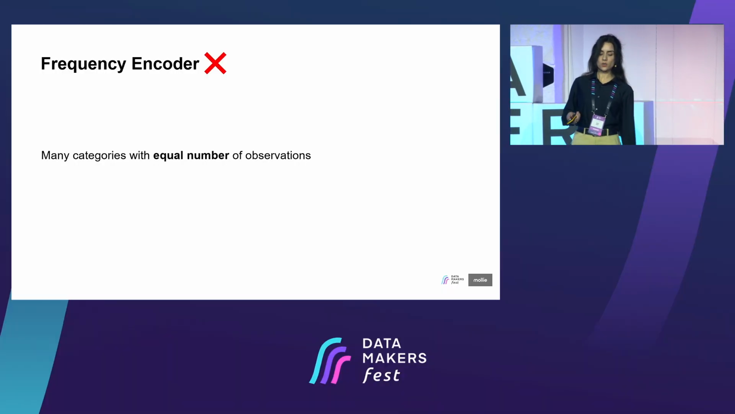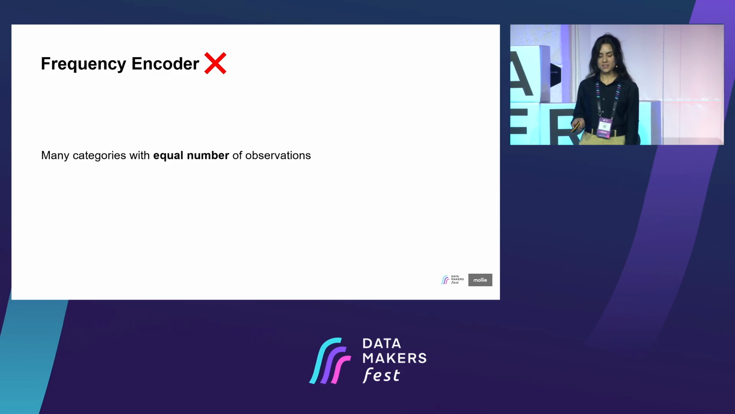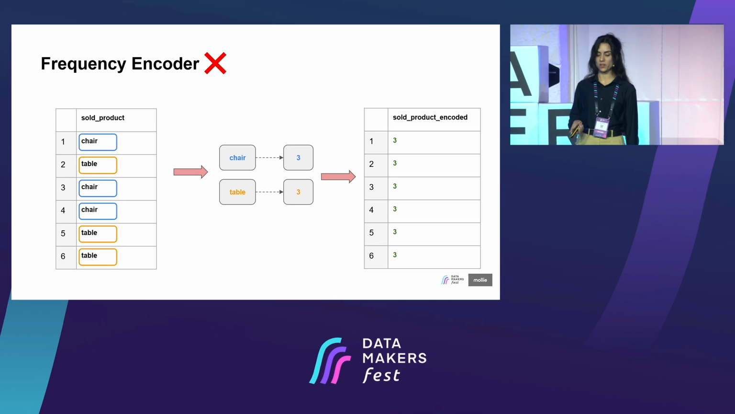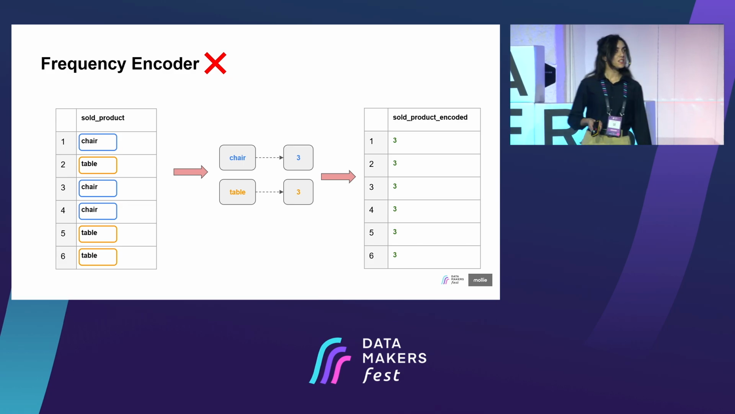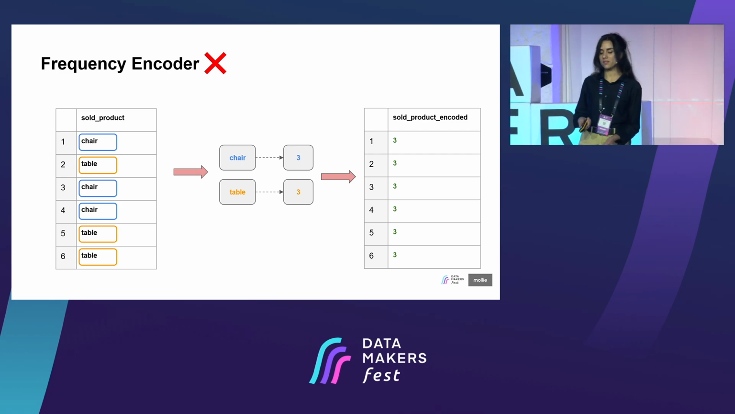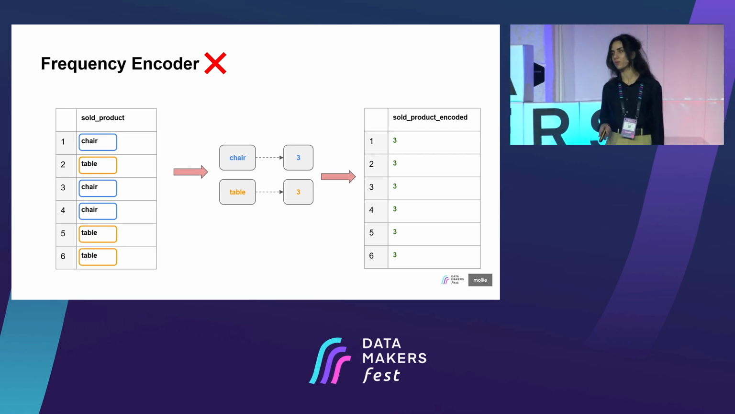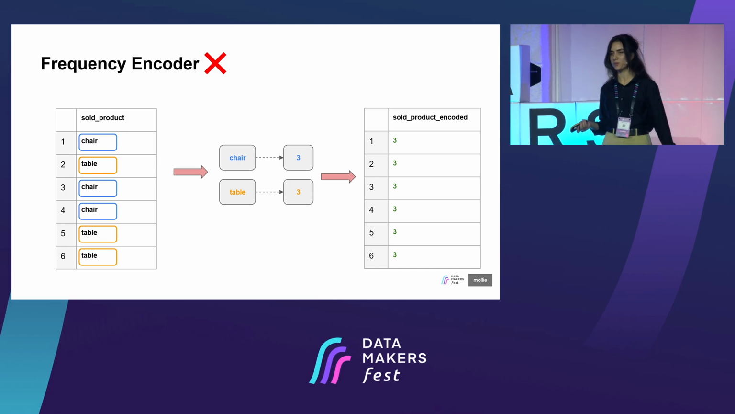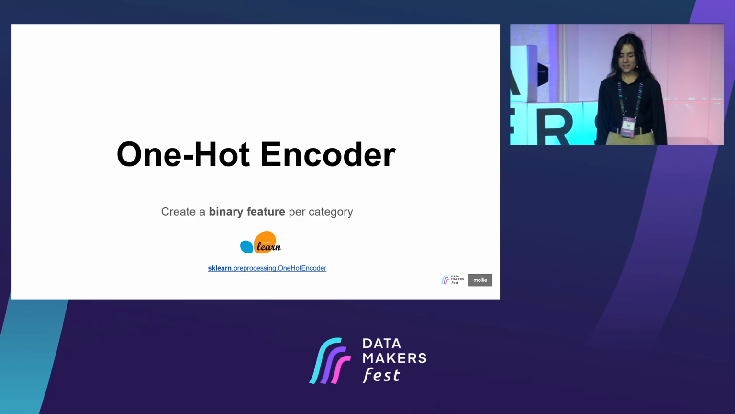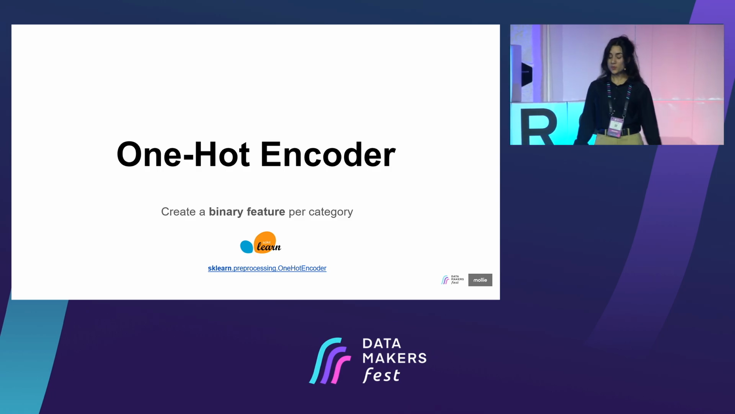But it's not really nice to use it when all of our categories have an equal number of observations. For example, here, when we encode, we see only threes. So it doesn't really teach the model anything, and chances are, if you do use this one, the feature will be dropped at some point during feature selection, so you might as well save yourself a step and go for another encoder. And the last one from this group, the well-known One Hot Encoder.